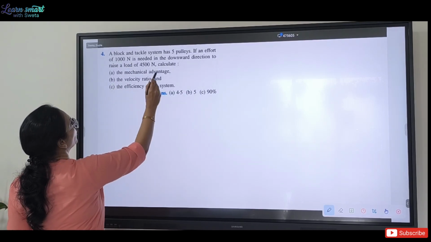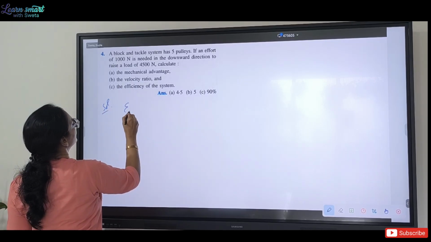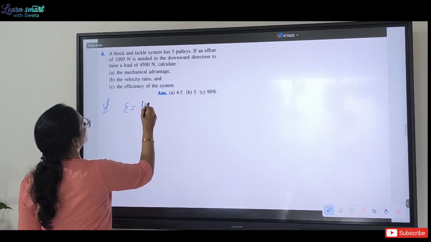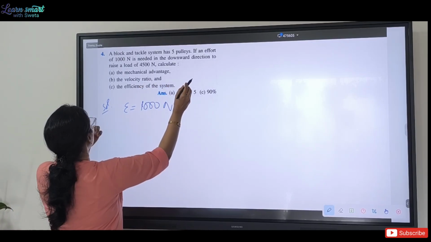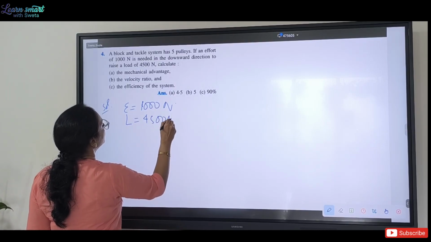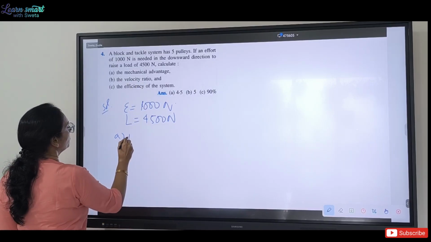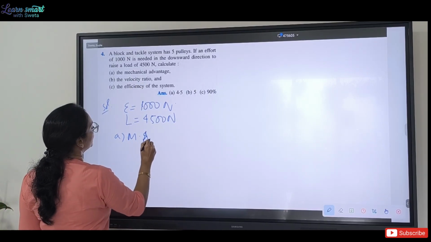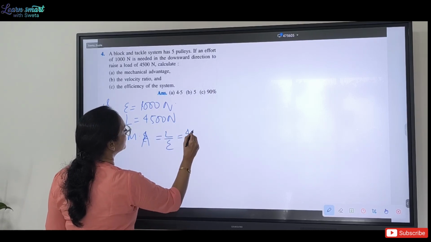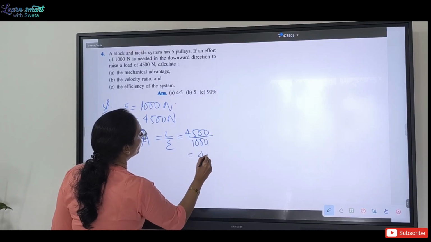Question number 4 is again a block and tackle system that has 5 pulleys. So if an effort of 1000 Newton, downward direction, is used to raise a load equal to 4500 Newton, we have to calculate the mechanical advantage. So mechanical advantage, we can simply do load upon effort, and we will get 4500 by 1000, which will come as 4.5.